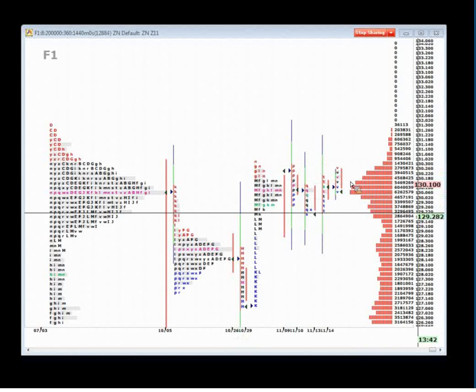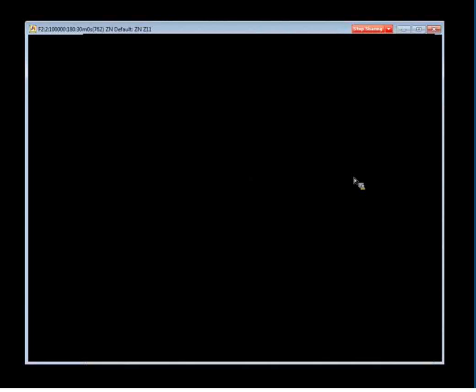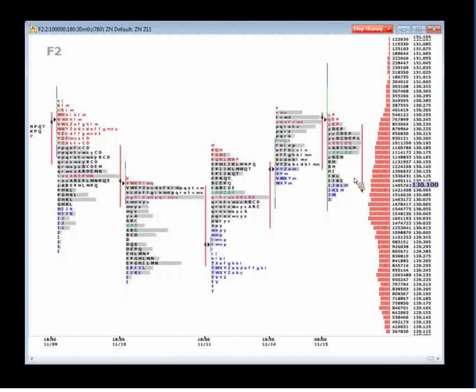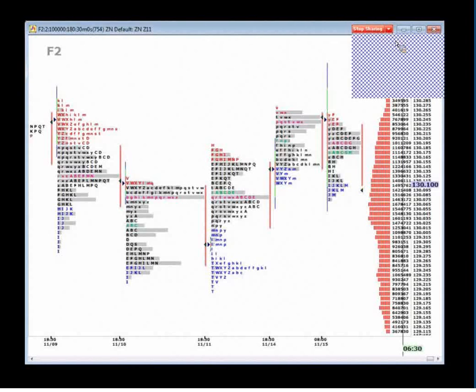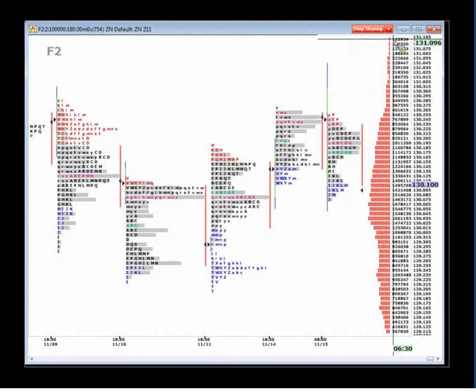If we were to look at the F2 screen, again, it's going to be not in agreement with the F1 screen because of a double distribution. The F2 screen would tell you to sell into strength. See if you could extend and take the market down based on an E-mini sideways to higher.